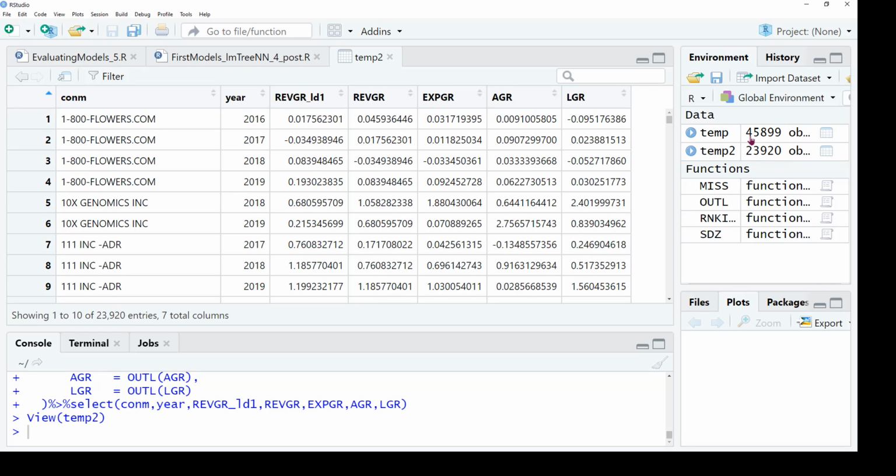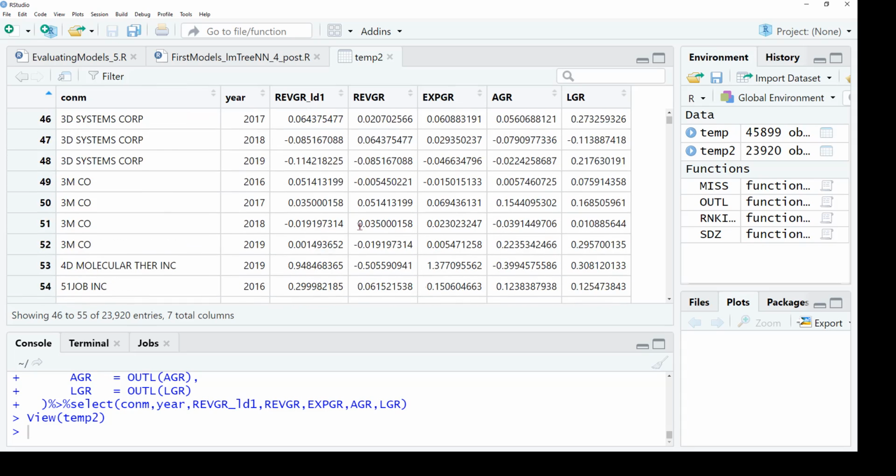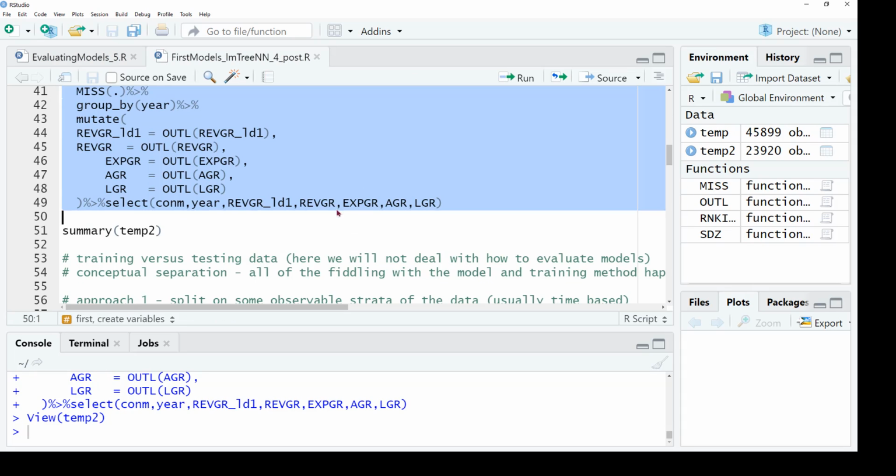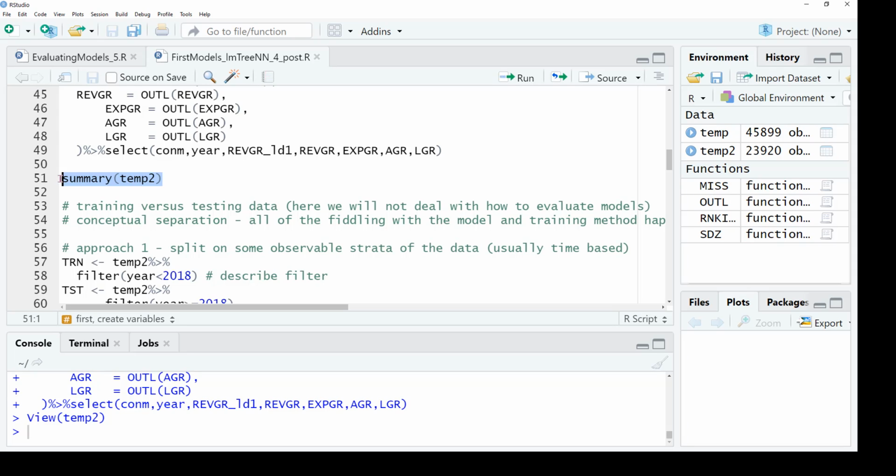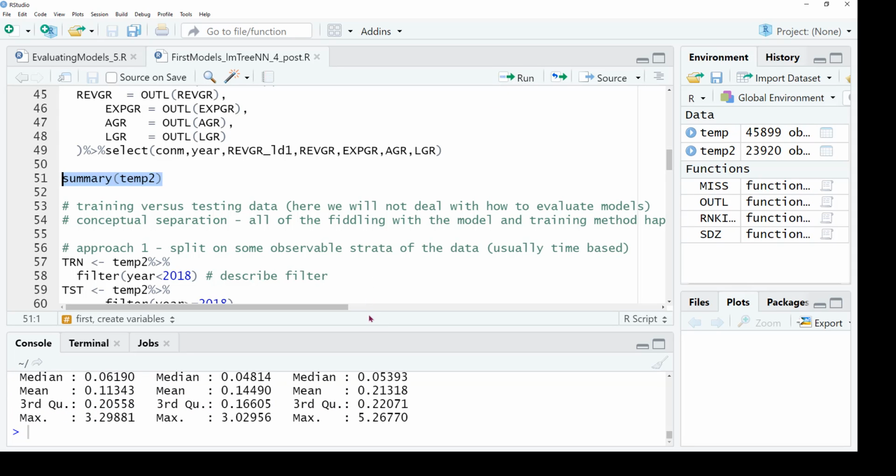Notice I went from about 45,000 down to about 24,000. That is primarily because I'm requiring non-missing values for next year, and these growth variables require two years, so we lost some years. Notice we don't have 2015 in here. That's because that was the first year. But everything else, we have the company names and everything we need here, a bunch of growth variables. If we do the summary, we can take a quick look at what the variables look like.